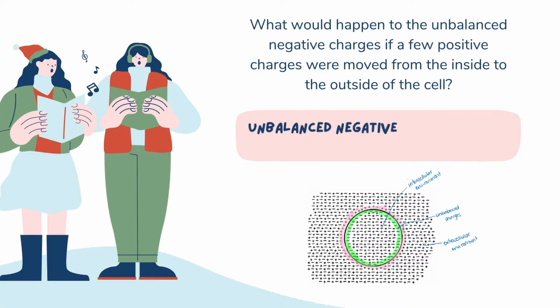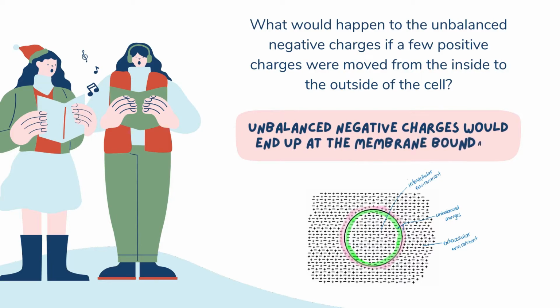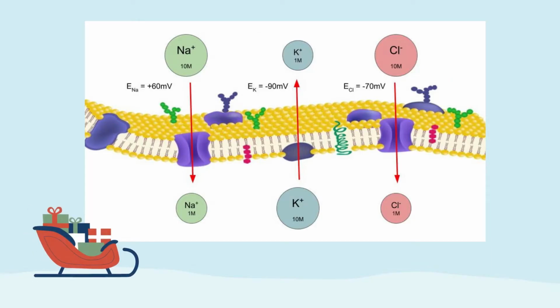Additionally, the picture shown here can also be used to answer the question: what would happen to the unbalanced negative charges if a few positive charges were moved from the inside to the outside of the cell? The answer is that the unbalanced negative charges would end up at the membrane boundary to avoid repulsion with the other negative charges present, and because the positive charges have increased outside the cell, the negative charges inside the cell are attracted to them. To help visualize ion movement and the membrane potential, let us look at this system.